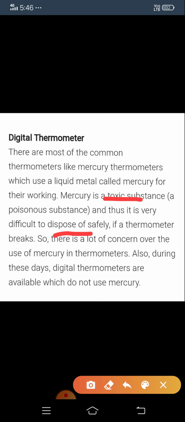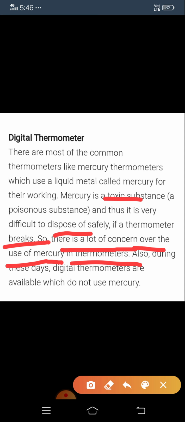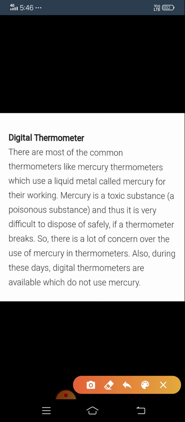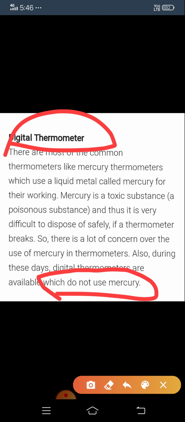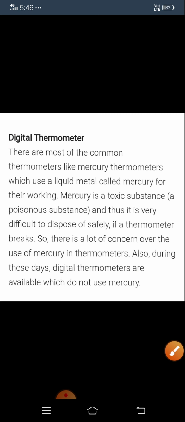If a thermometer breaks, there is a lot of concern over the use of mercury in the thermometer. That's why digital thermometers are very useful. Nowadays, digital thermometers are available which do not use mercury. So there is no mercury in digital thermometers. But in the clinical thermometer and the laboratory thermometer, mercury is there. Because mercury is a toxic substance, it is difficult to dispose of, so it is better to use a digital thermometer.